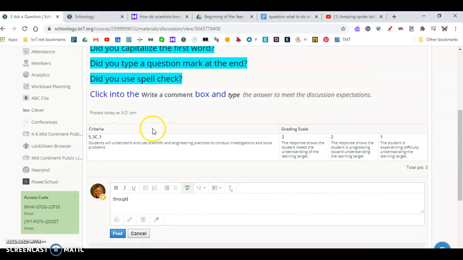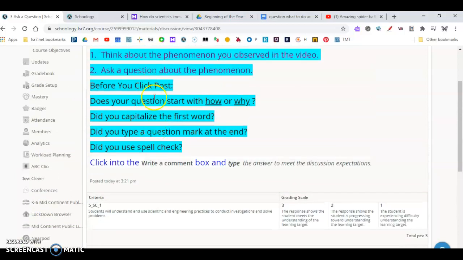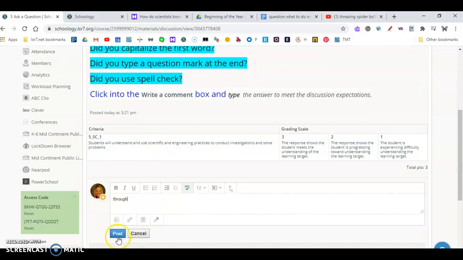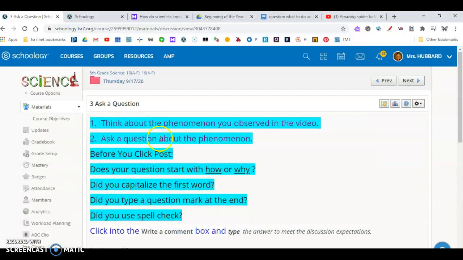And then, so see how I set up here before you click post? So please check these things, and once you've checked and done all of that, then you'll click post. If you have any questions, please email me.